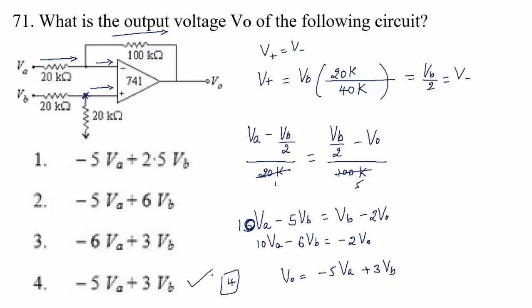One more thing you have to remember is when virtual short is valid and when virtual short is not valid. Again I am going to repeat, virtual short is valid whenever the op amp is in negative feedback and it is not getting into saturation.